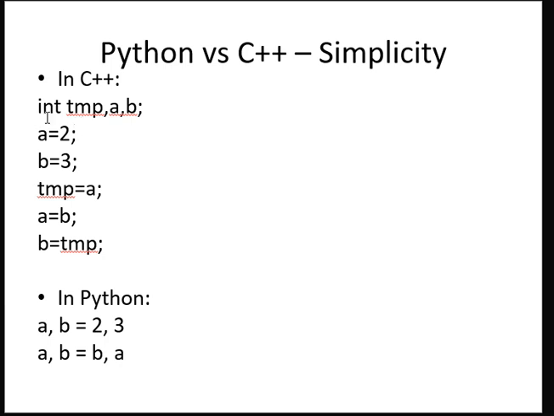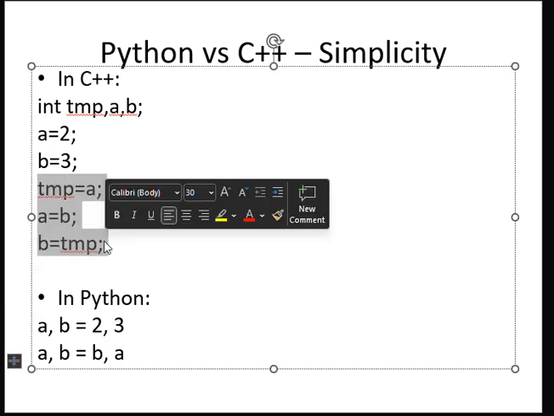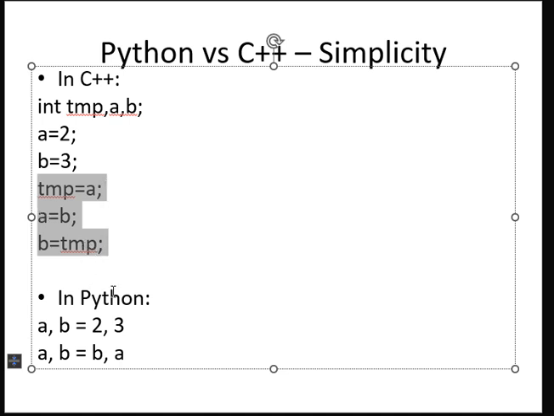Now the value 2 is assigned to variable A, the value 3 is assigned to variable B. Now we took one more temporary variable, temp. The value of A is assigned to temp, the value of B is assigned to A, and temp is assigned to B. So these three statements were used to swap the values of two variables, taking a third variable. So you should know the concept of the third variable.